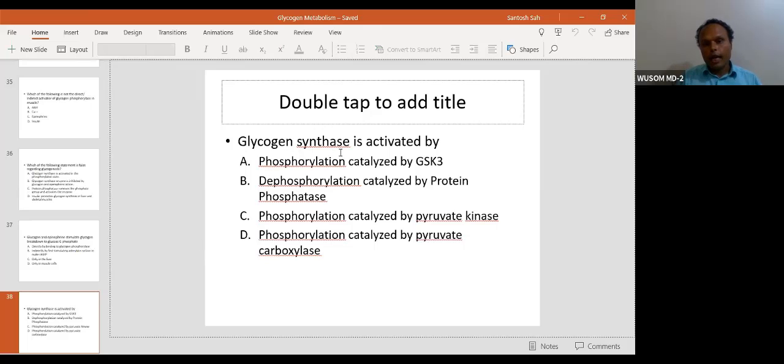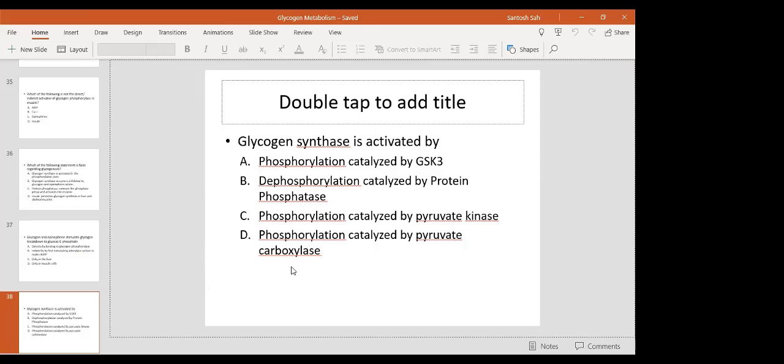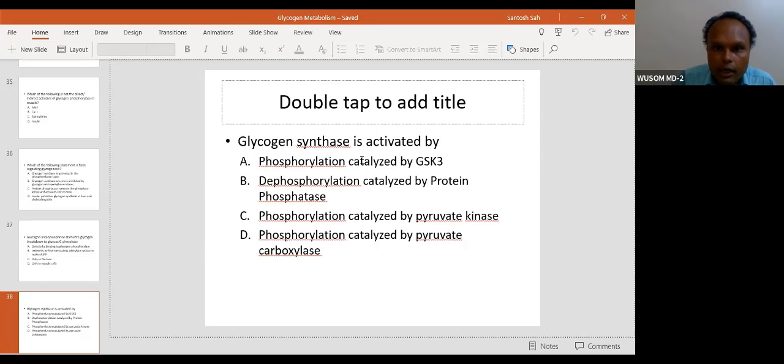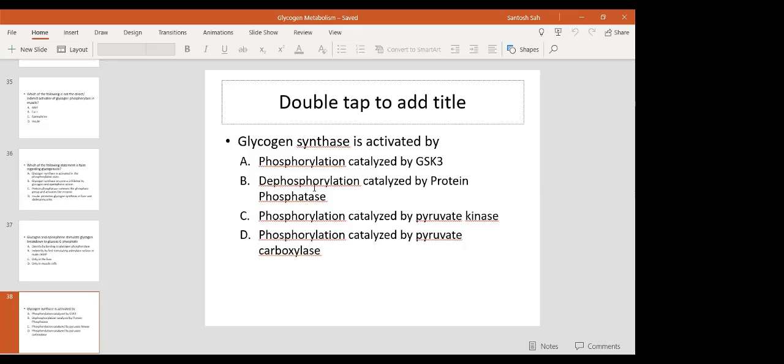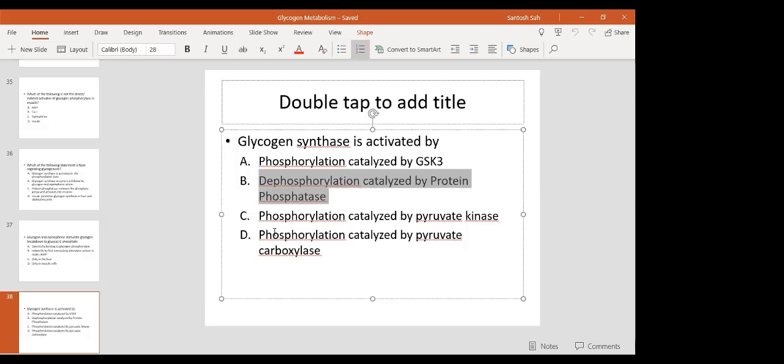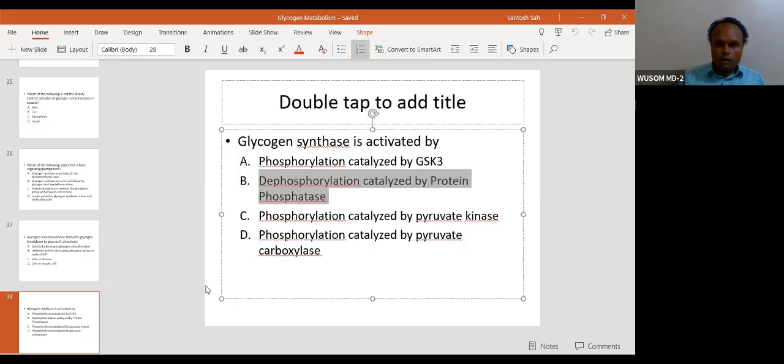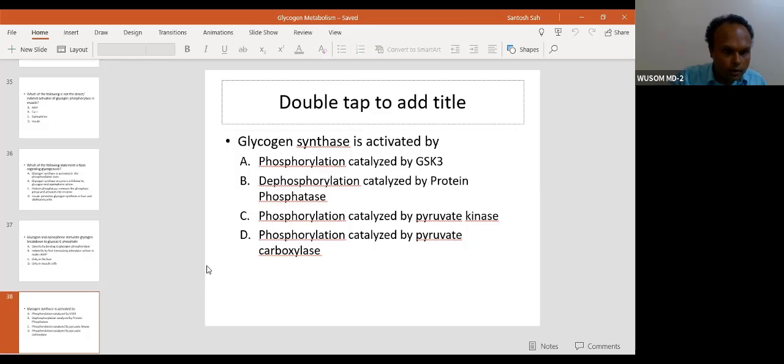Now, glycogen synthase is activated by phosphorylation. Does phosphorylation activate glycogen synthase? Dephosphorylation. Okay. B is the answer.